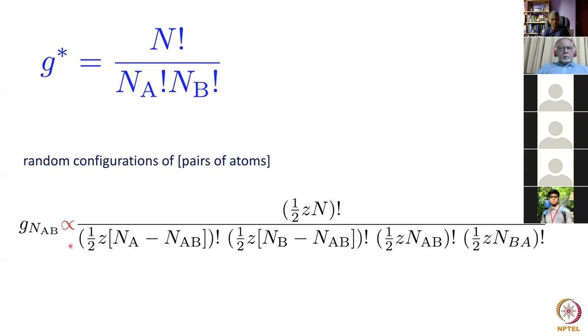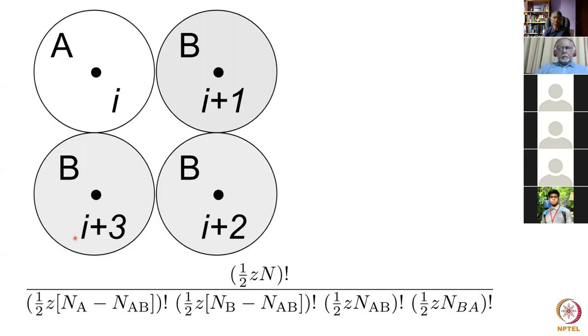But the important thing I want you to notice here is that while this is an equality for a random solution, I've written this as a proportionality. And that's because there's a problem in dealing with pairs of atoms, that we can't count the number of AB bonds independently. And I'll illustrate that problem here.